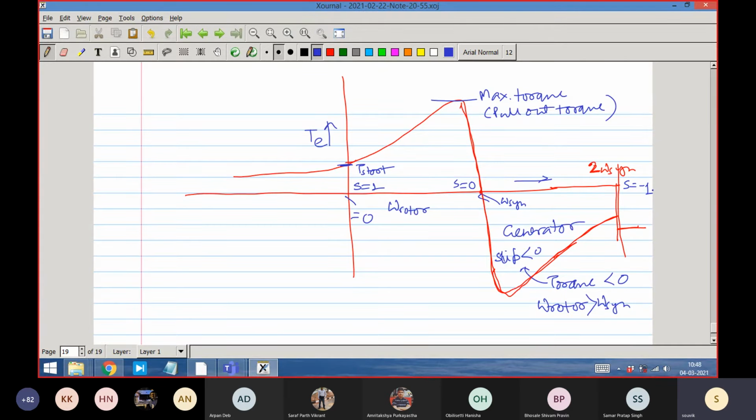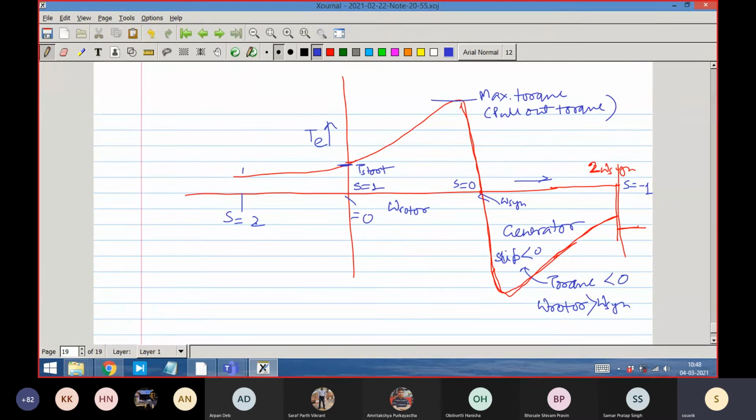Slip is equal to -1. This is slip is equal to 2. Right? This is the way the complete torque speed characteristics come from that equation. I'm not imagining anything, I'm just plotting. This characteristic is non-linear.